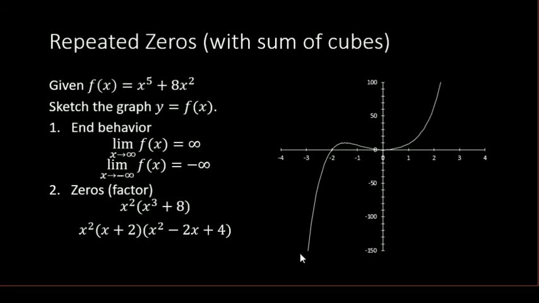So we have our end behavior coming from negative infinity. We're going to cross at negative 2. We're going to bounce at 0. And then we're going to head toward positive infinity.